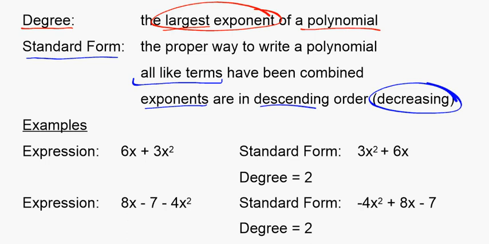So if this is your expression, 6x plus 3x squared, notice these are not like terms, and your largest exponent is 2, so it needs to go first. So for this example, you would just switch the order. Put your 3x squared first, and then your 6x last. And then the largest exponent is 2, so that's your degree.